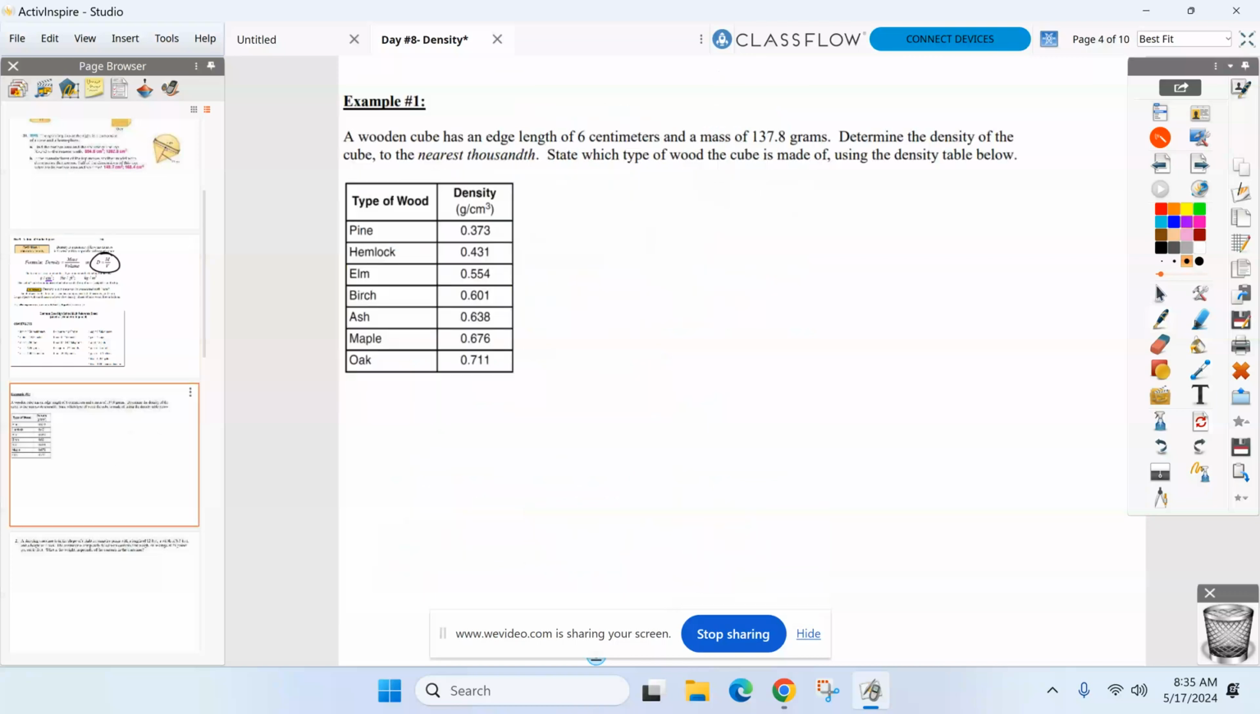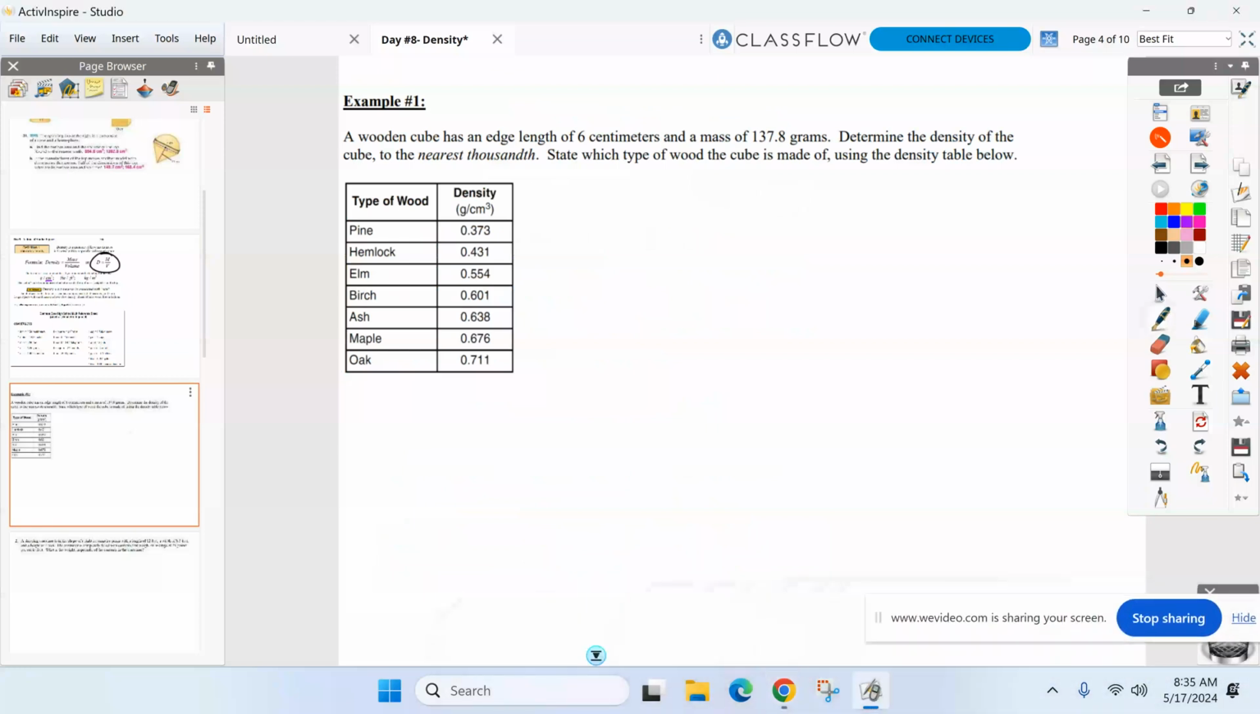All right, so let's take a look at this first one here. Let's jump right into the old density topics. All right, we have a wooden cube with an edge length of 6, and it's got a mass of 137.8. Let's determine the density first. What's the density, and then what type of wood am I working with?